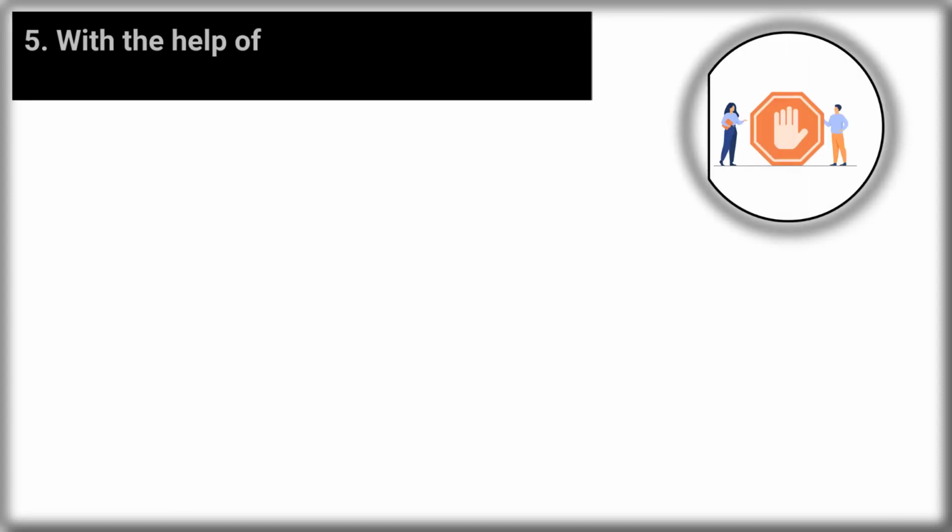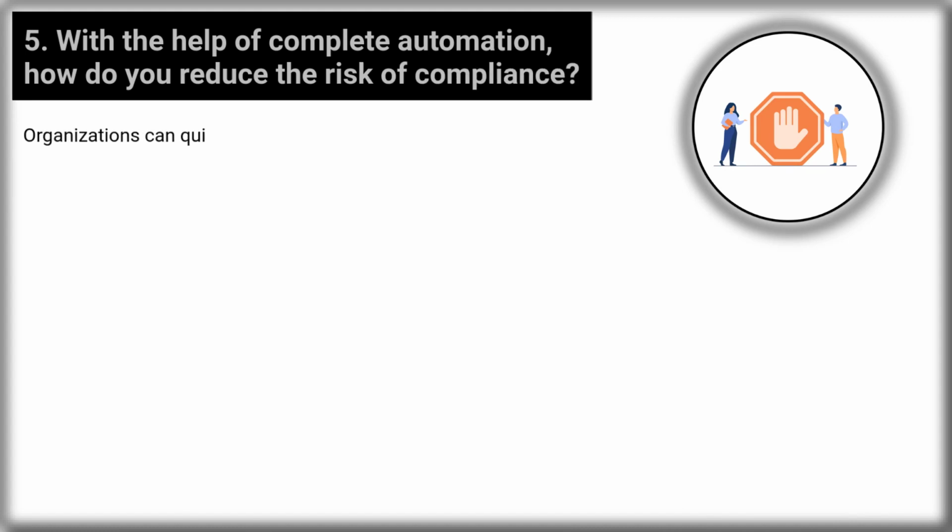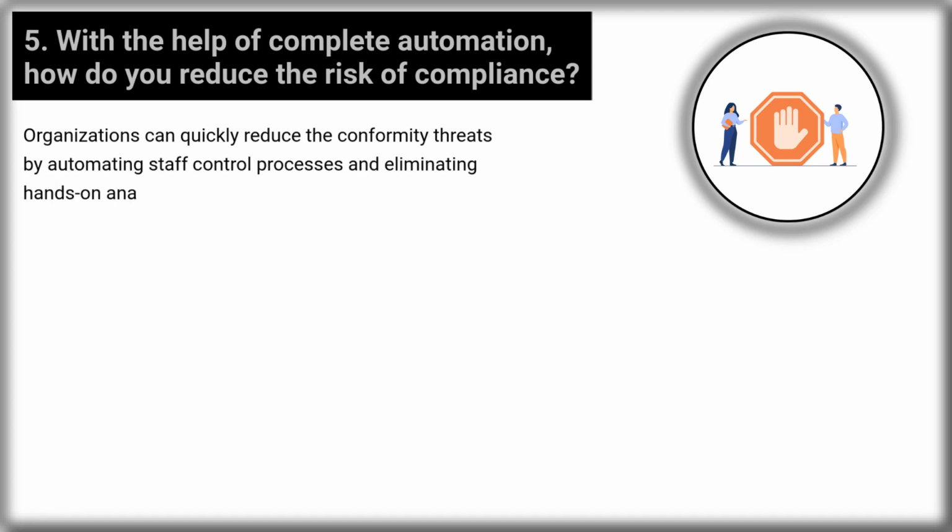5. With the help of complete automation, how do you reduce the risk of compliance? Organizations can quickly reduce the conformity threats by automating staff control processes and eliminating hands-on analysis of pay regulations around prices, hours functioned, and overtime.